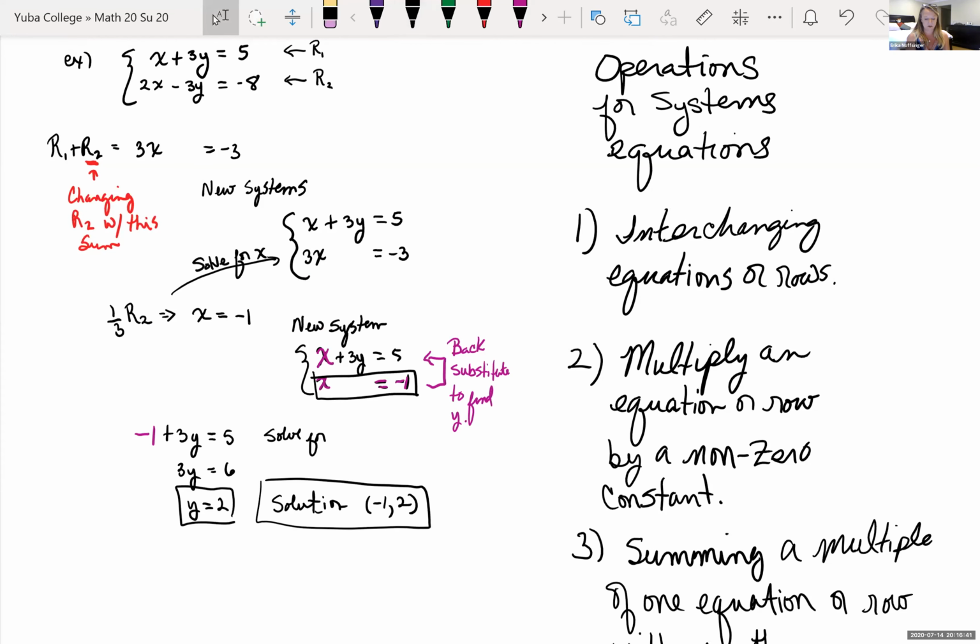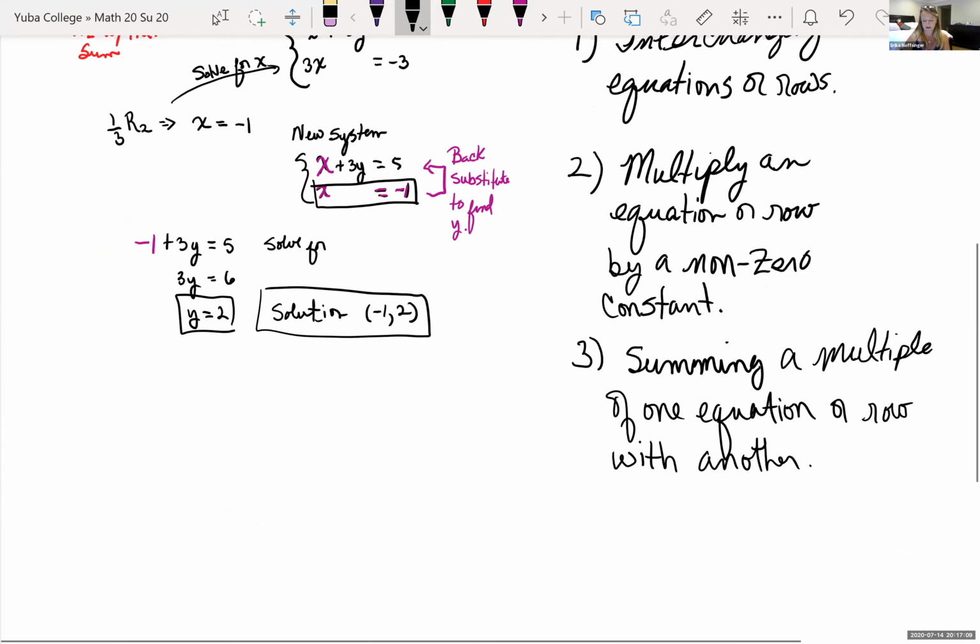We basically were just summing the multiple of 1 times equation 1 plus 1 times equation 2. Sometimes we want to use a multiple other than 1 if it's not the same. Our goal for the elimination method is to get opposite coefficients in front of the same variable. So 3 and -3 are opposite coefficients of one another in front of the y, so that when we sum them, one of them will go away.